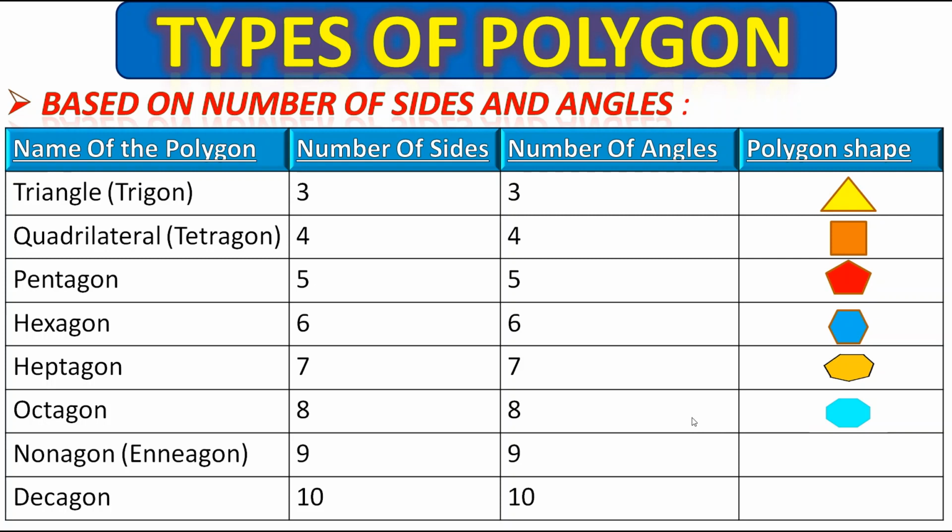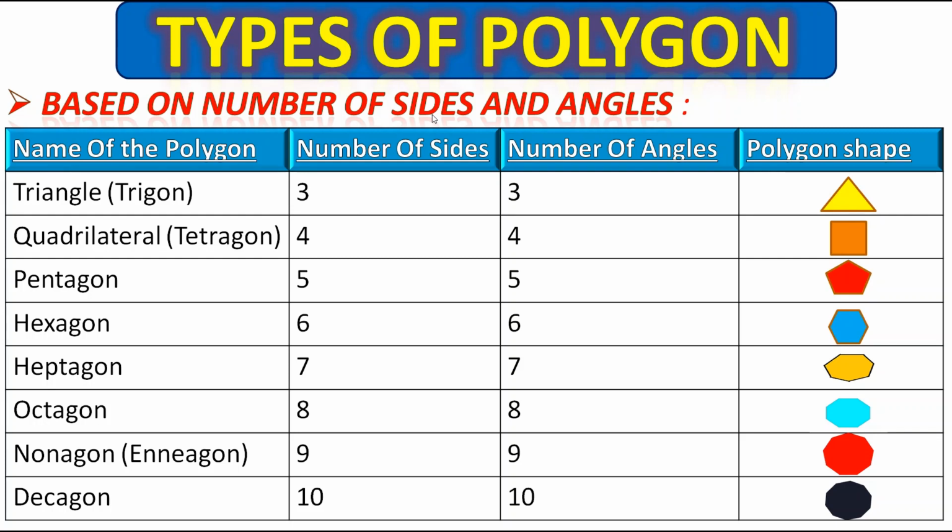Next comes nonagon, which can be said as enneagon. It has 9 sides and 9 angles. It looks like this. Okay. Next comes decagon, which has 10 sides and 10 angles and it looks like this. Okay. So these types of polygons are based on number of sides and angles.